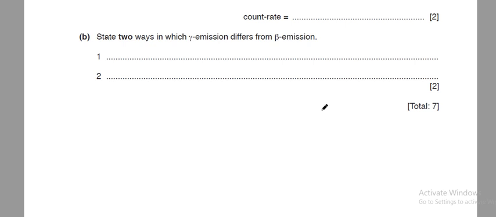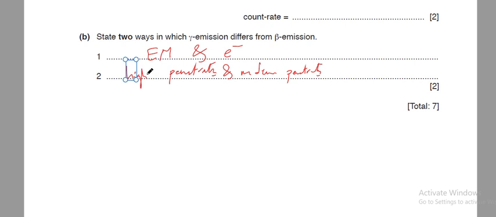State two ways in which gamma emission differs from beta emission. It is an electromagnetic radiation, and beta is electrons. Gamma has high penetration, and beta has medium penetration, and certainly alpha has low penetration.